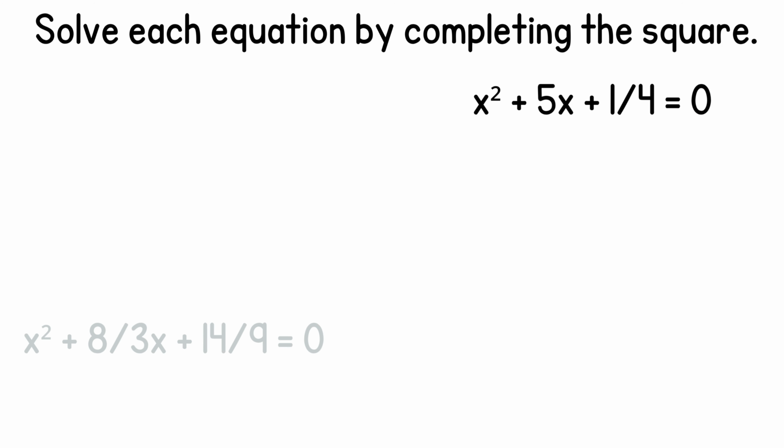Now let's look at our second equation of x squared plus 5x plus 1/4 equals 0. We'll start by moving that constant over to the right side. So we get x squared plus 5x is equal to negative 1/4.